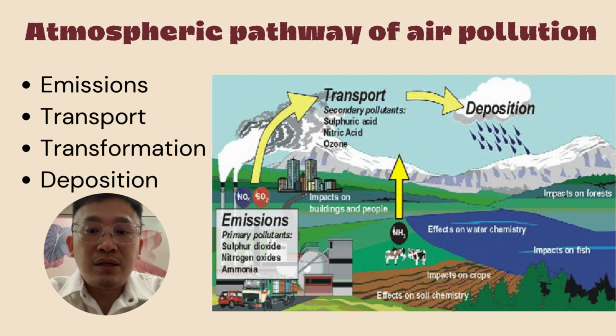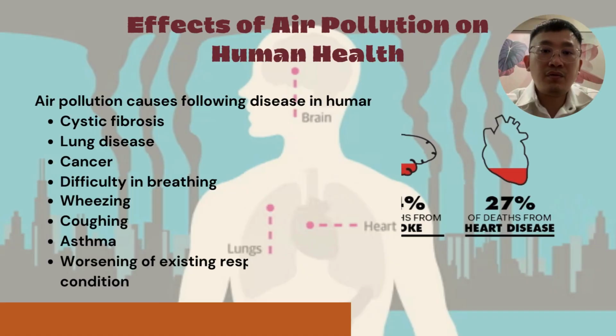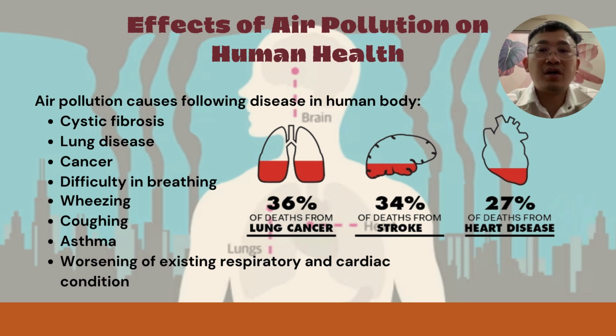However, the deposition of pollutants on land can contaminate soil and water, while deposition in water bodies can lead to acidification and harm to aquatic life. Now we are going to talk about the effect of air pollution on human health.